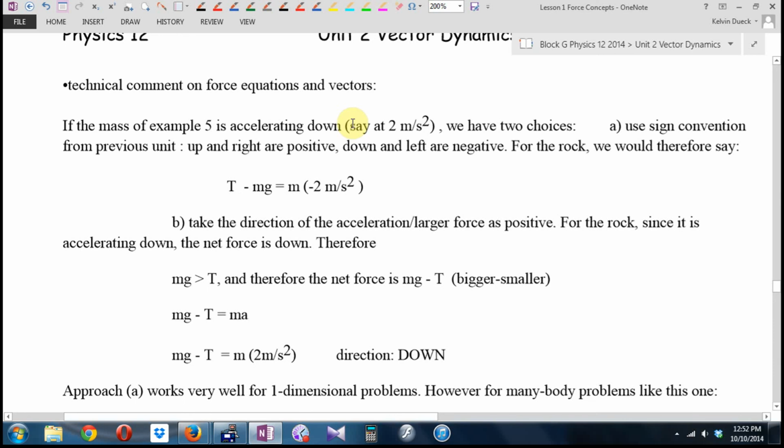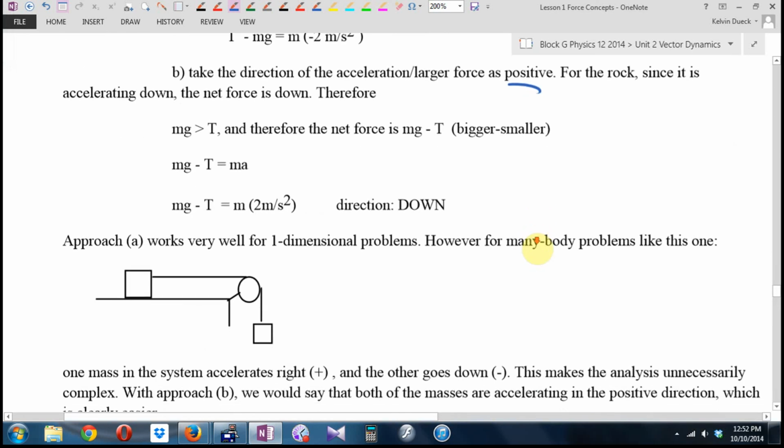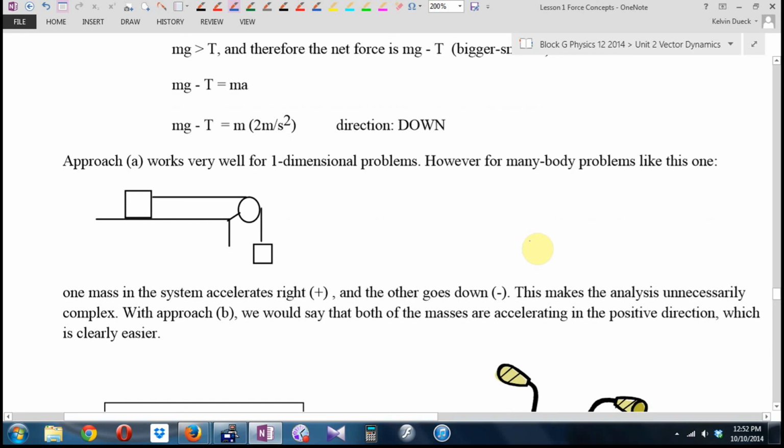Little technical comment on force equations and vectors. If the mass of example 5 is accelerating down, we have two choices. We could always let down be negative. That gets confusing. You run into minuses. So what we're going to do is we're always going to take option B. We're going to let the direction of the winning or larger force always be positive. The physics is much more convenient. Especially when we get to two-dimensional problems or many-body problems, we're going to let, hey, who's winning? That's positive. Losing is in the opposite direction, negative. Okay?